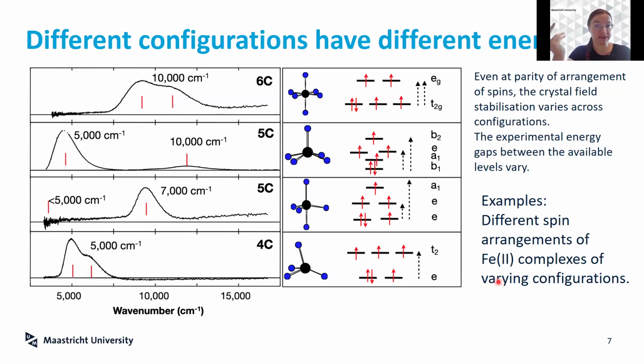Well, even at parity of arrangement of the spins, so even if you consider the same level of spin repulsion, meaning that the arrangement is going to be more or less the same, once again, the effect is actually visible. These energy gaps that you end up having between the orbitals can be experimentally proven, and depending on what your geometry is, meaning how big the gap between the energies is, you are going to get a different energy to bridge these levels.